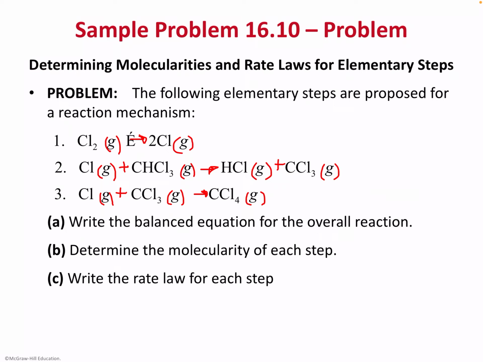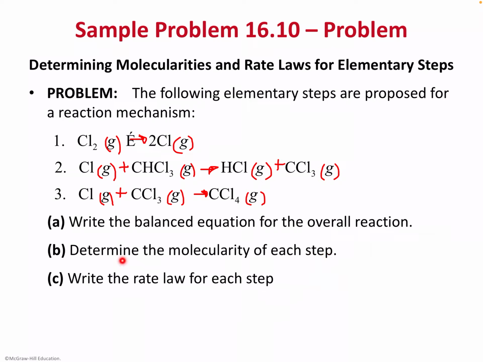The following elementary steps are proposed for a reaction mechanism. Chlorine Cl2 goes to 2Cl, and then chlorine plus CHCl3 giving you HCl plus CCl3, and then chlorine plus CCl3 giving you CCl4. Write the balanced equation for the overall reaction. To find the overall reaction, there are 3 elementary steps. You add these 3 together, and if there is anything that can be cancelled, it will get cancelled. So to get the balanced equation for the overall reaction, determine the molecularity of each step, and write the rate law for each step.